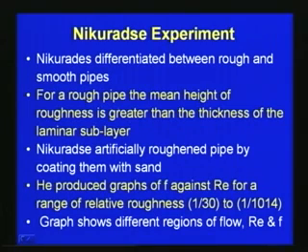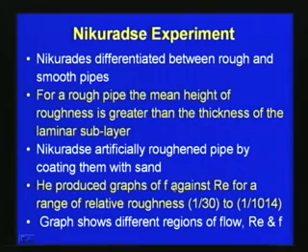Nikuradse conducted all these experiments by artificially roughening the pipe by coating it with sand. In the laboratory he produced a number of sections of different kinds of pipes by sand coating, and then he produced graphs of the friction factor against the Reynolds number, for a range of relative roughness from 1 by 30, 1 by 32, to 1 by 1014. So, this graph shows the regions for various flows.